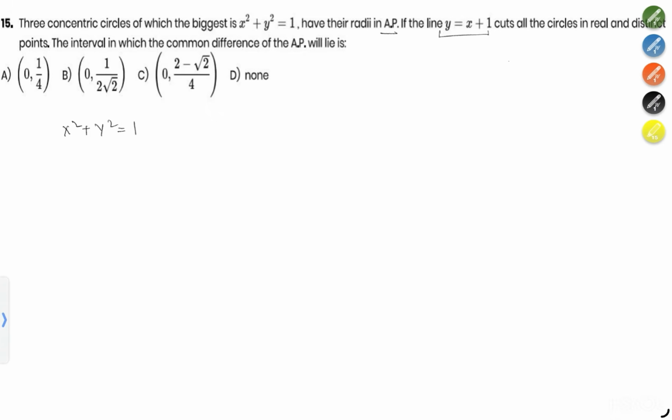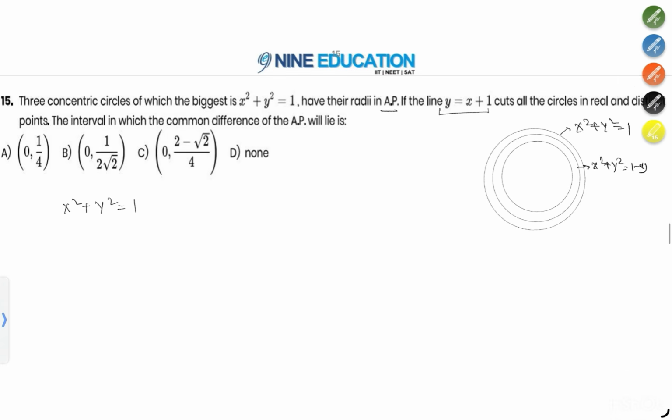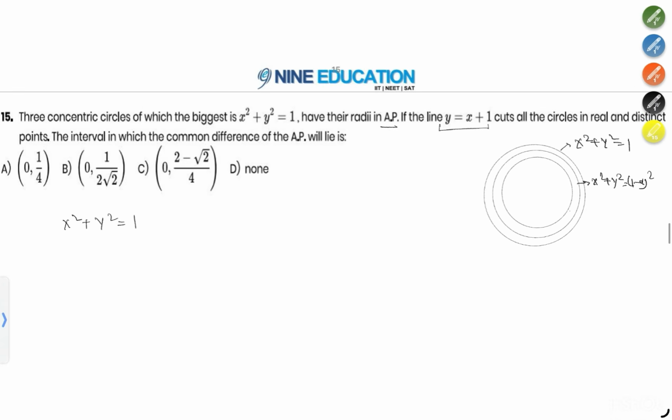So assume we have these concentric circles. This is the first, x square plus y square equal to 1. The second must lie somewhere here. And this is our third circle. Let us assume the second is x square plus y square equal to 1 minus d whole square, as the radii are in AP. And the third is x square plus y square equals 1 minus 2d whole square. These things we will have. Now there exists a line that is y equals x plus 1.